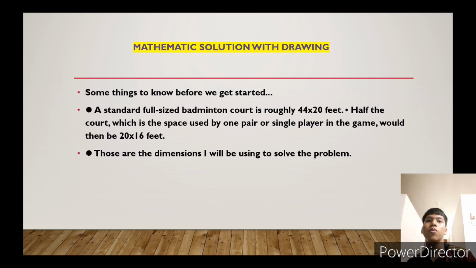Something to know before we get started. A standard futsal badminton court is 44 x 20 feet. Half the court width is the space taken by one pair or single player in the game, which would then be 20 x 16 feet. Those are the dimensions we will be using to solve the problem.